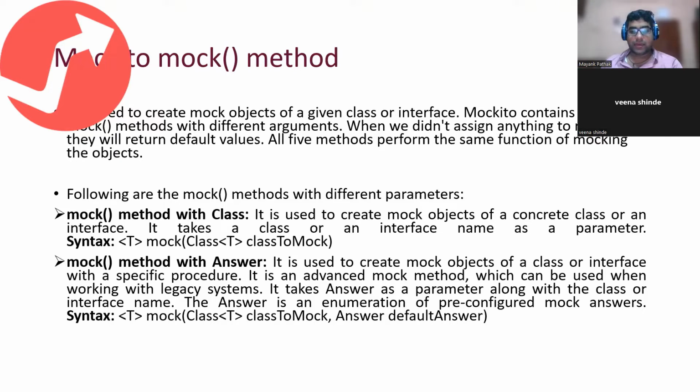So mock means something that is not real. A mock object is not a real object, but an object that is used for creating test cases. Here you can see that the mock method is used to create mock objects of a concrete class or an interface. It takes a class or an interface name as a parameter. So in this mock method, we will pass the class name or interface name as a parameter.